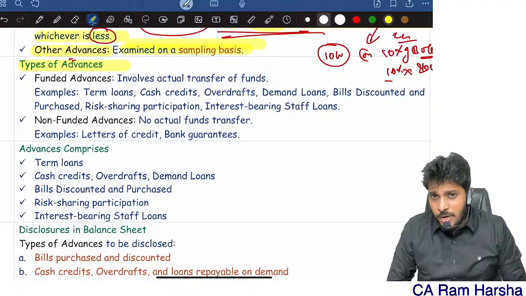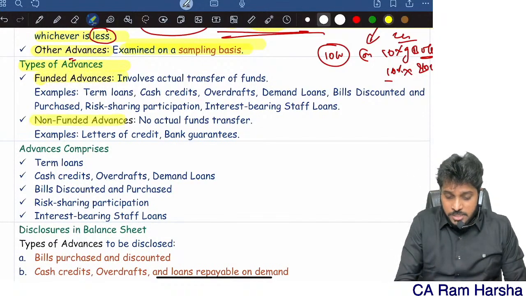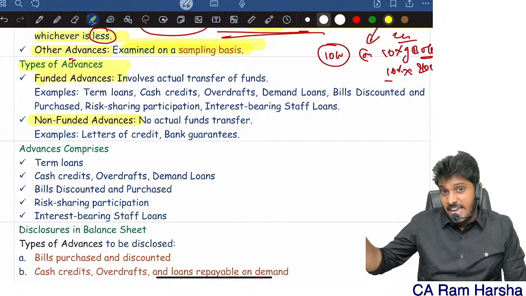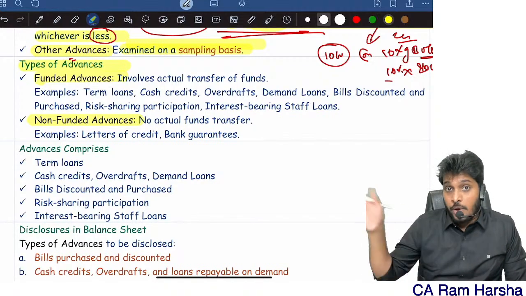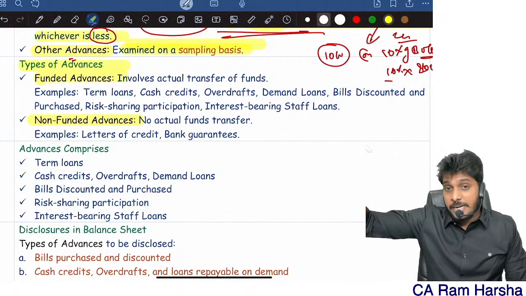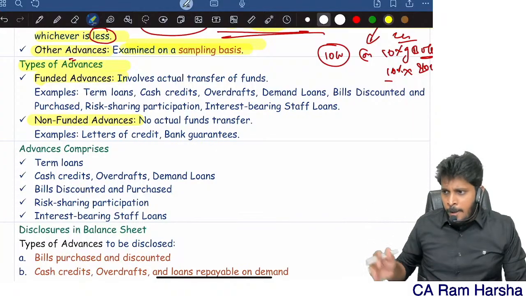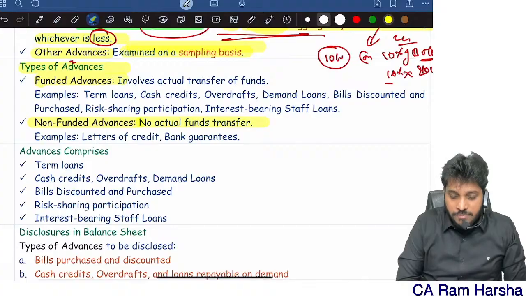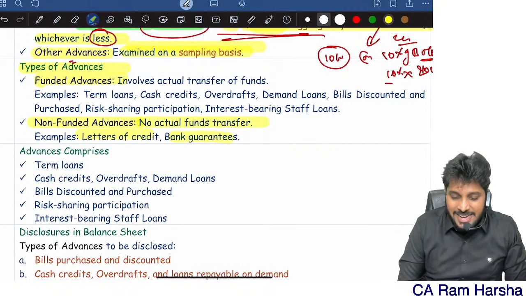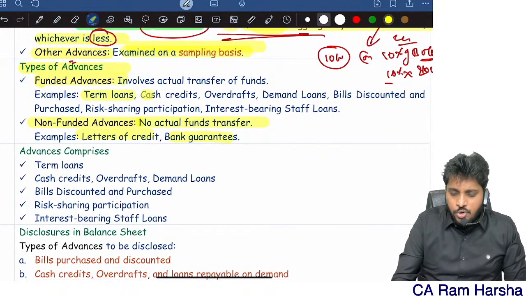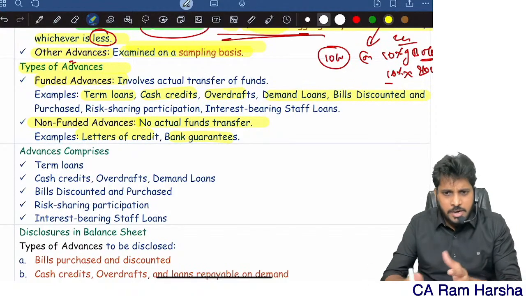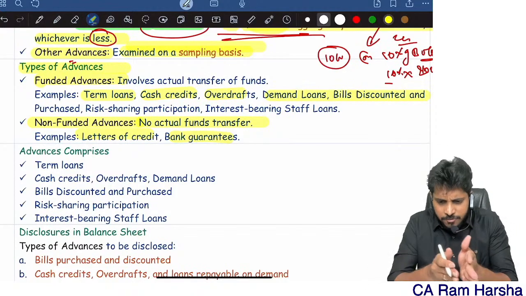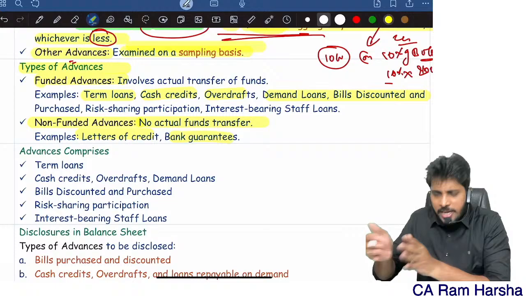And again, advances are of two types in a bank: funded advances and non-funded. For example, the bank gave a guarantee to a third party on behalf of one of its customers. There is no fund transferred, so that's non-funded, like letter of credit, bank guarantees, all that. Funded means term loan, cash credit, OD, all these are funded. Funds transfer will be there. In a loan agreement, if a fund is transferred, that's a funded loan.